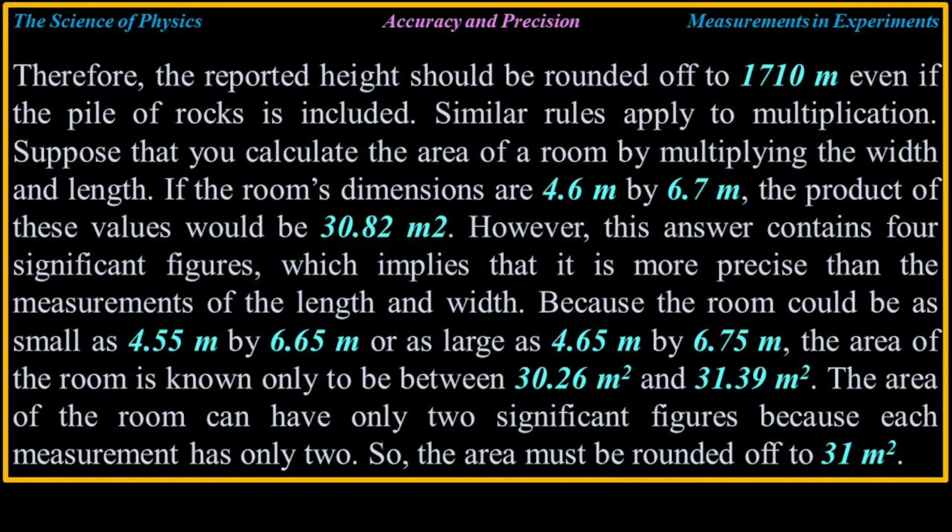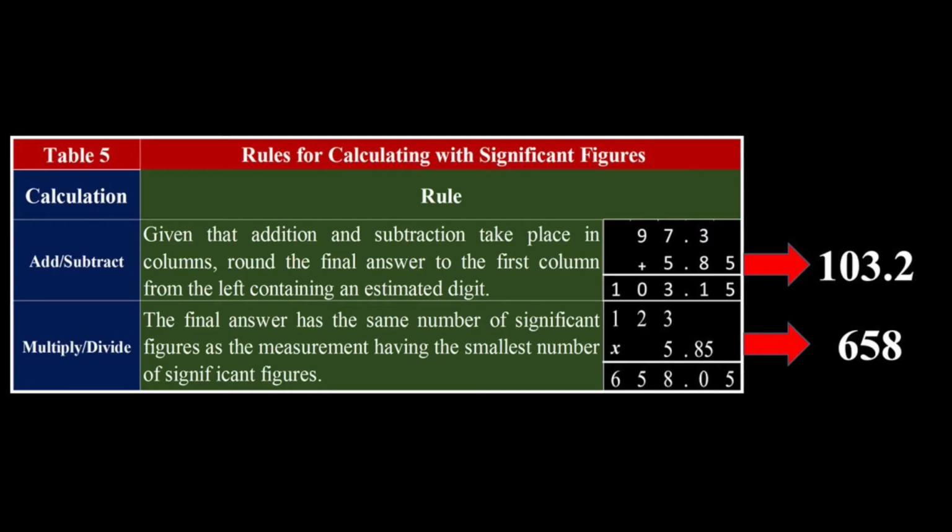The area of the room is known only to be between 30.26 square meters and 31.39 square meters. The area of the room can only have 2 significant figures because each measurement has only 2. So the area must be rounded off to 31 meters squared, because it's really more of a question of accuracy than it is precision. And the number of significant figures will indicate the overall accuracy of something.